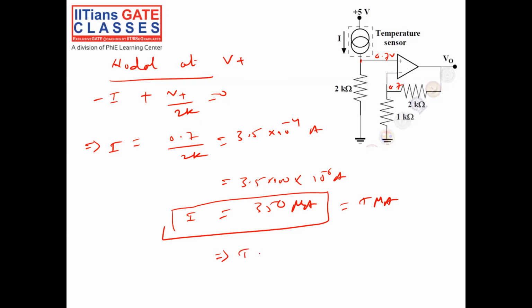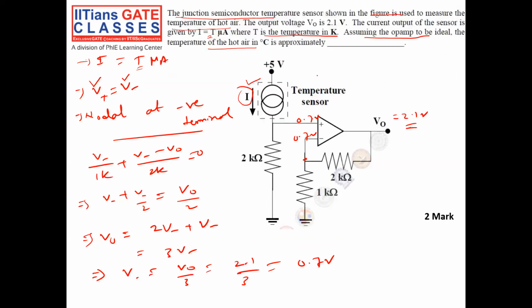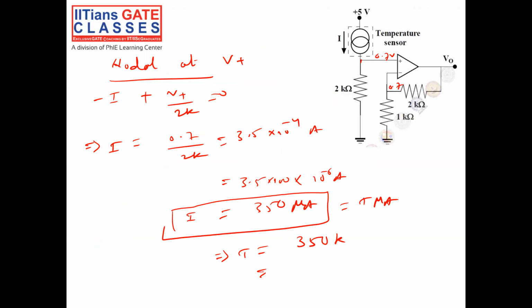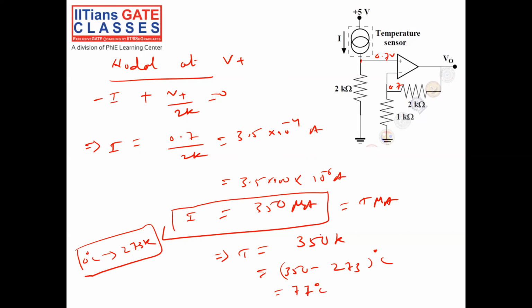So this implies T is equal to 350 Kelvin, because I got 350 microampere, T is equal to 350, and T is expressed in Kelvin. Now, you have to find out the temperature of the hot air in degree Celsius. So in degree Celsius, T is equal to 350 minus 273, because we know 0 degree Celsius is equal to 273 Kelvin, and to convert you have to subtract 273. So what is the answer? 350 minus 273 equal to 77 degree Celsius. So the answer is 77 degree Celsius.